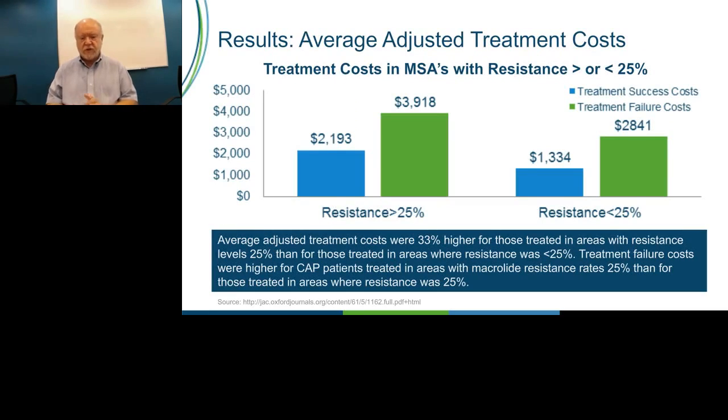So what, I hear you say, does this really matter? Here, we're looking at the dollars incurred. Again, on the left-hand side, greater than 25%, you can see where there's a treatment success, in the blue, just over $2,000, but in a resistance area of 25% and greater, failure cost was almost $4,000. Less than 25%, again, was better to have a treatment success, just over $1,300, but even a treatment failure in the more susceptible area was around $2,800. So treatment failures are bad news, but treatment failures in resistant areas are even more bad news. We're converting clinical failure and clinical success into more expensive outcomes altogether.